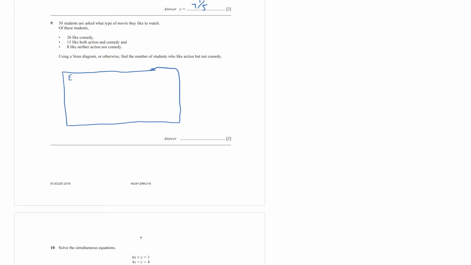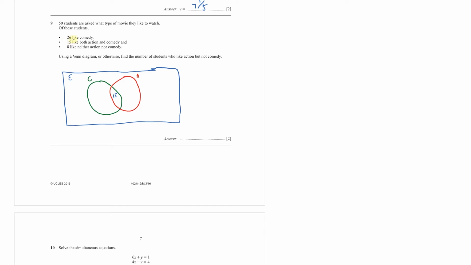And then let me draw green for comedy here. And then let's say red for action. And then we have some overlap here as well. So we have 15 that like both action and comedy. So you get 15 here. Let me quickly mark here. Let's say C for comedy and A for action.